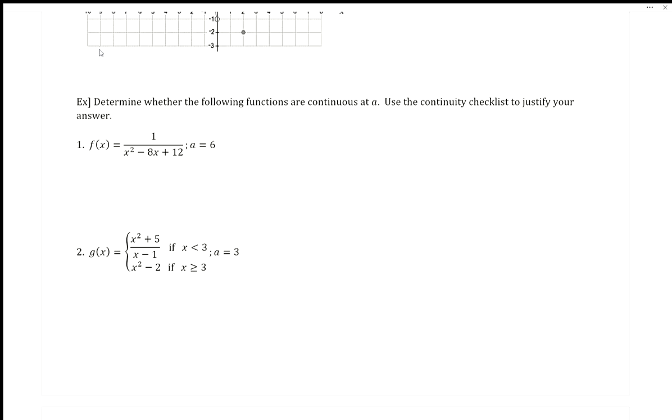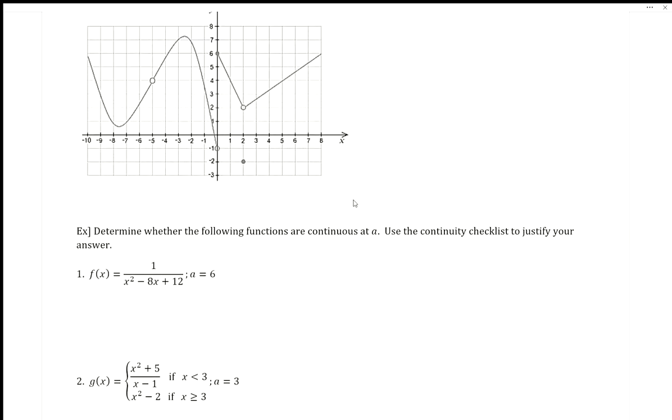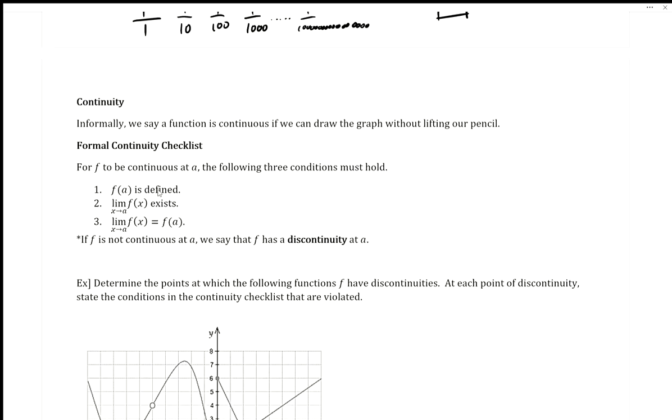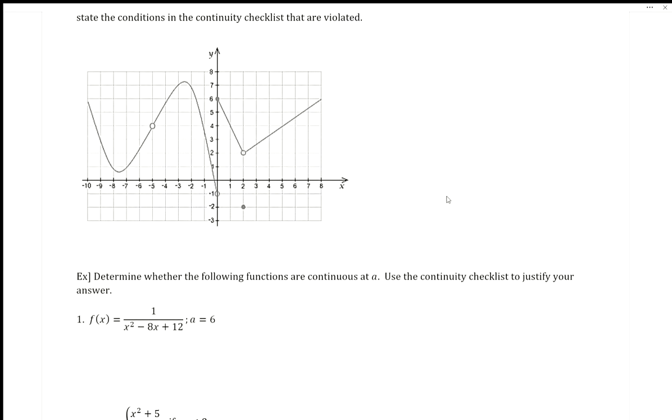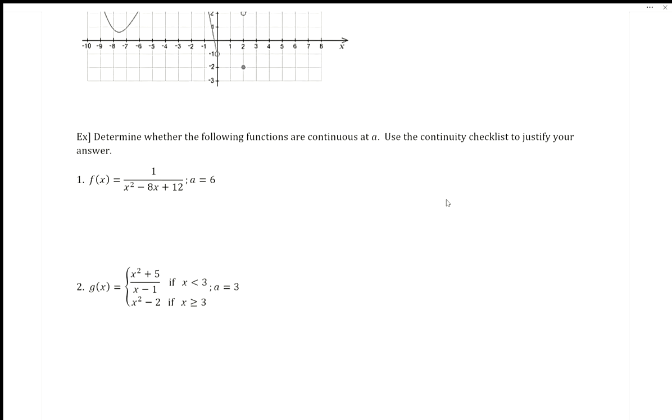Hi everyone, and welcome to our video on determining whether the following functions are continuous at A. We'll use our continuity checklist, so up here. We need to know if f of A is defined, if the limit as x goes to A exists, and if the limit as x goes to A is equal to f of A. So let's find out.